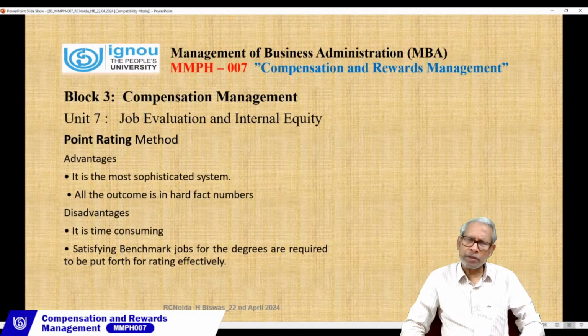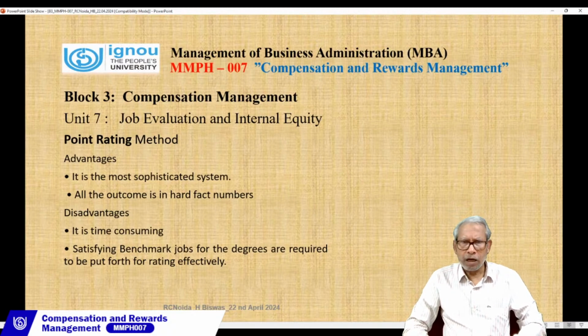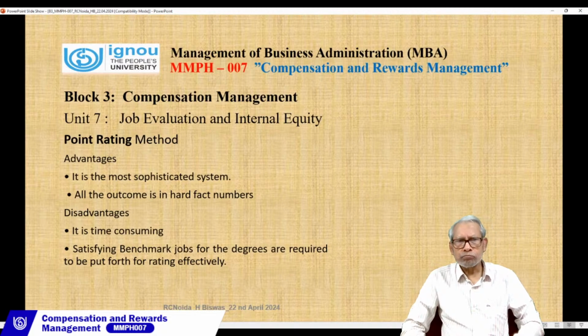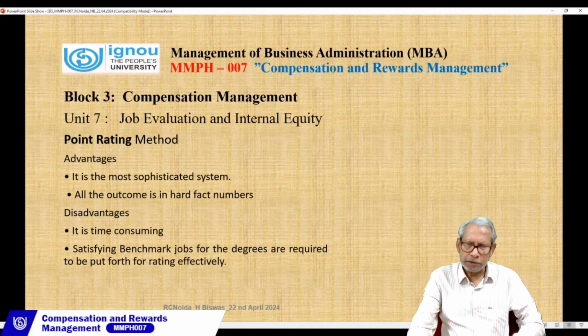As you know, in any method there will be some disadvantages. So there are also some disadvantages here. It is time consuming, and satisfying benchmark jobs for the degrees are required to be put forth for rating effectively. So that is the disadvantage side.